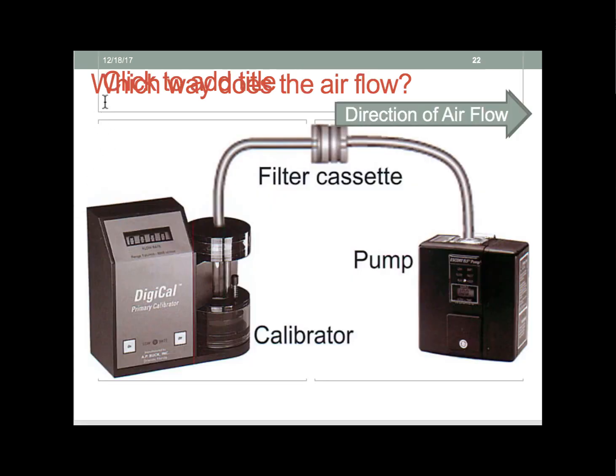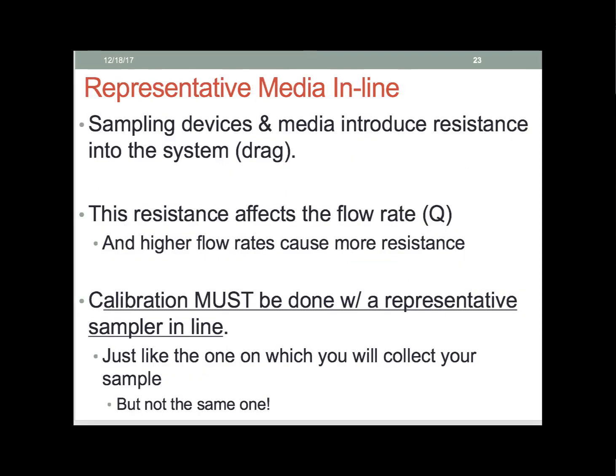Again, which way is the air flowing? It's flowing towards the pump across your filter cassette. So we always sample with a representative media in line. Typically what's done is you get a box of cassettes and you pull out the 1 or 2 that you're going to use for calibration purposes. Then you pull out the 4 or 10 that you're going to use for blanks, and the rest of the media left in that box is your sampling media.